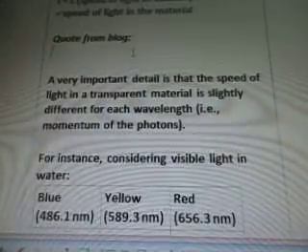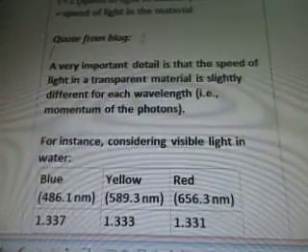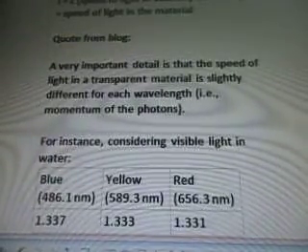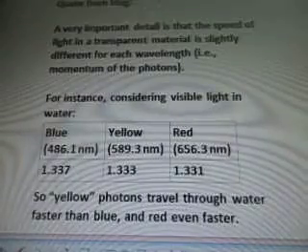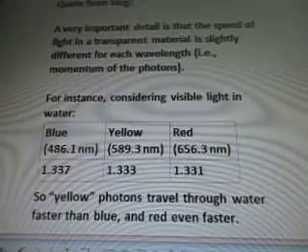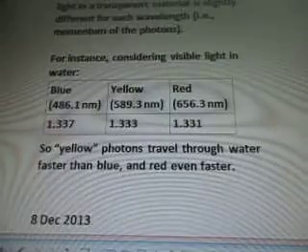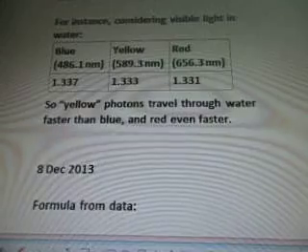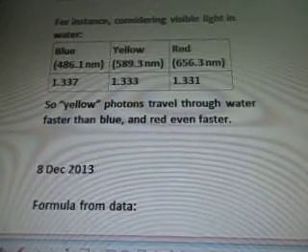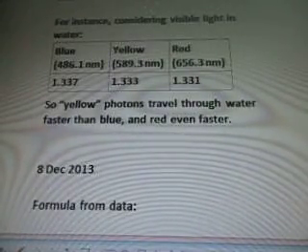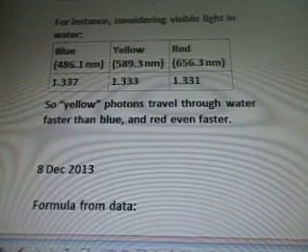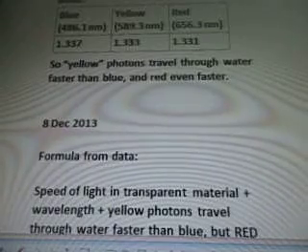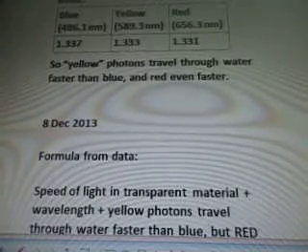Quote from blog: a very important thing is that the speed of light in a transparent material is slightly different for each wavelength, i.e. momentum of the photons. For instance, considering visible light in water, blue is 486.1 nm and 1.337. Yellow is 589.3 nm or 1.333. Red is 656.3 nm or 1.331. So yellow photons travel through water faster than blue, and red even faster.